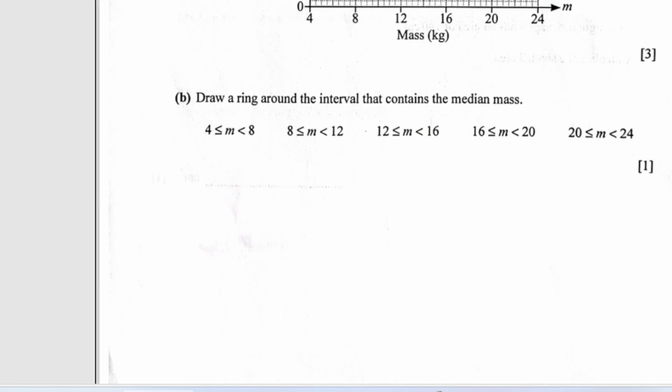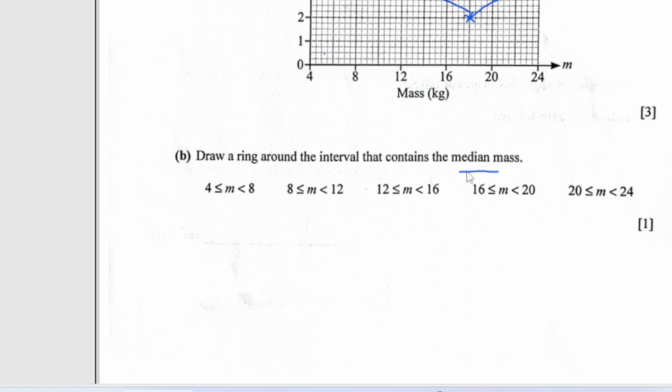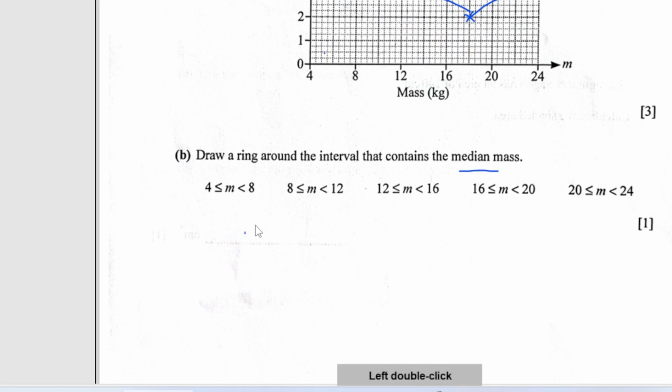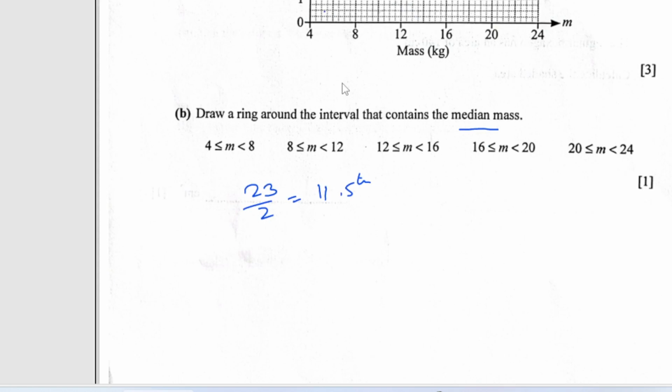Now the next one: draw a ring around the interval that contains the median class. For the median class, let's see how many there are. There are 23 boxes in total. So 23 divided by 2 is the 11.5th value. Let's see where it comes. If you add this 8 plus 7, this is 15. So the next is going to be up to the 25th. So the 11th value will come in this one. So 8 to 12 is going to be the median class. So this is our median class.